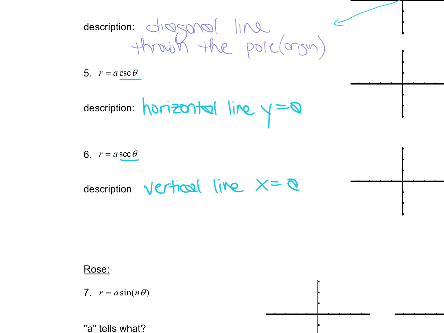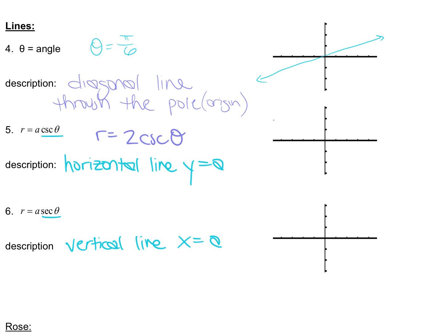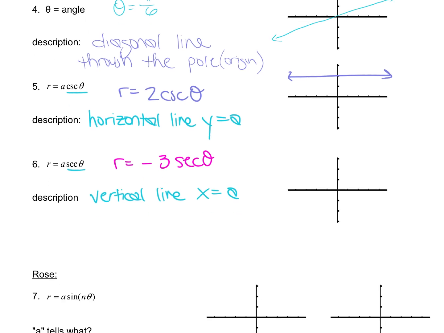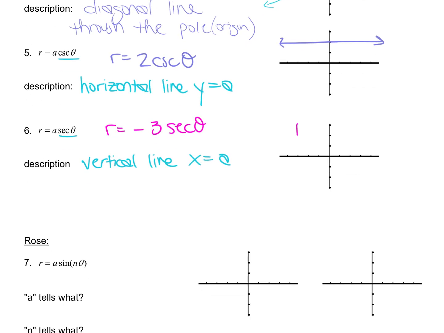So for example, if I gave you r equals 2 cosecant theta, you would recognize that as a horizontal line at 2. If I gave you r equals a secant theta, so maybe r equals -3 secant, that's the same as a vertical line where? -3.